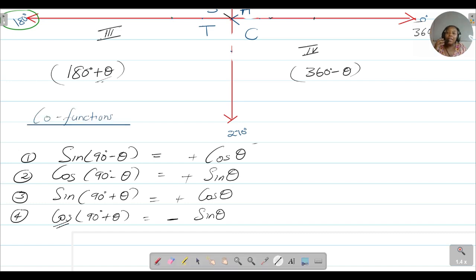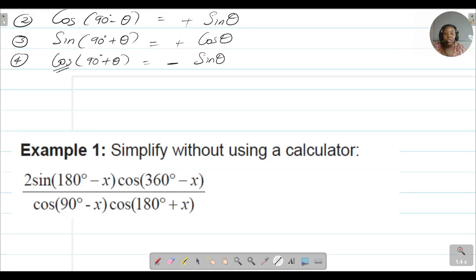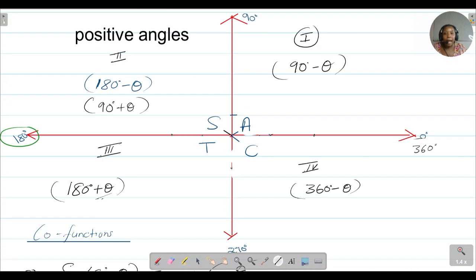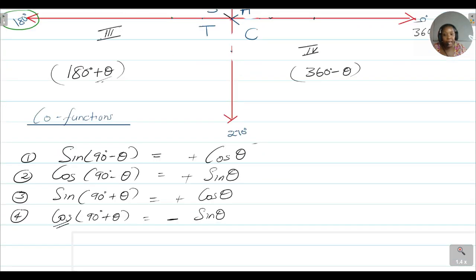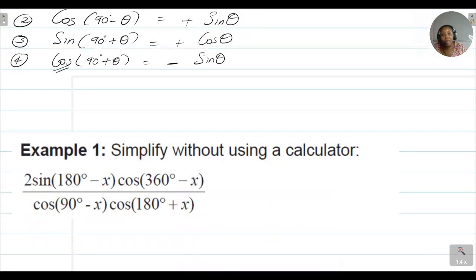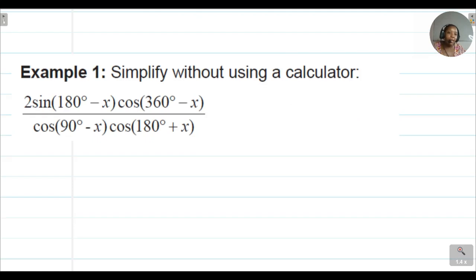Now that we've discussed everything, I know that it's a lot. I'm sure that we've all seen this, but I just wanted you to see where they come from. So now that we understand where they come from, we can simplify the given expression without using a calculator. Now let's look at the following expression. They're asking us to simplify without using a calculator.